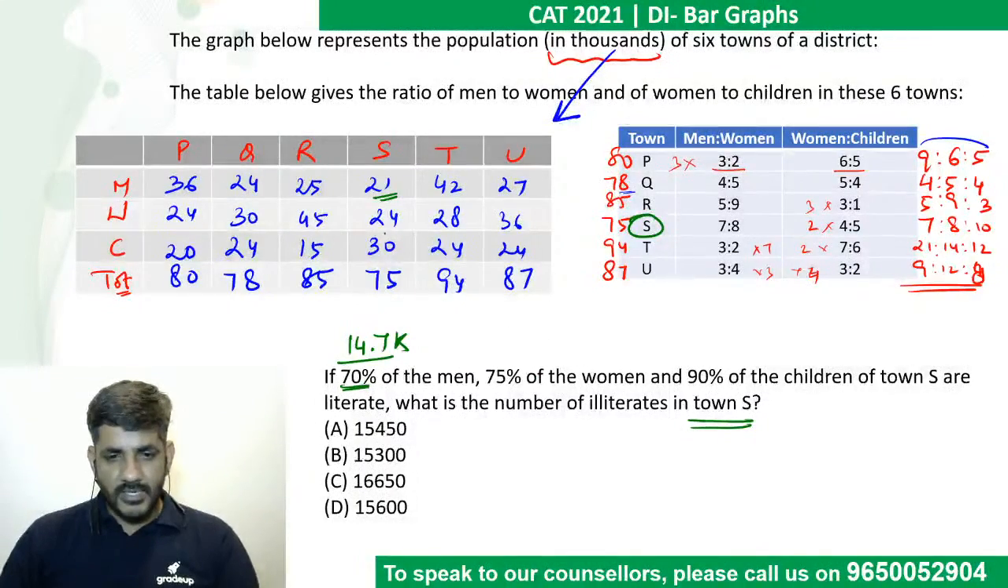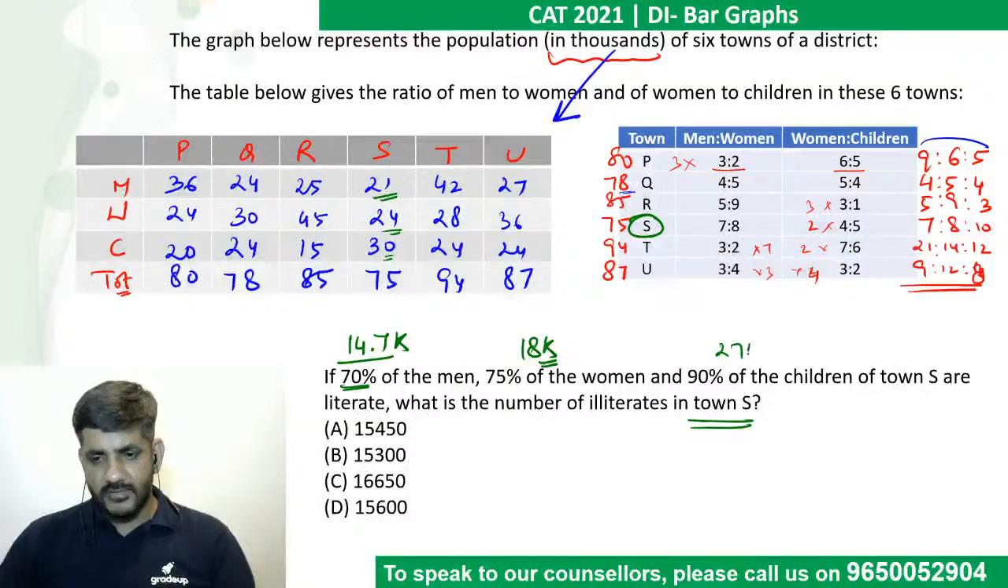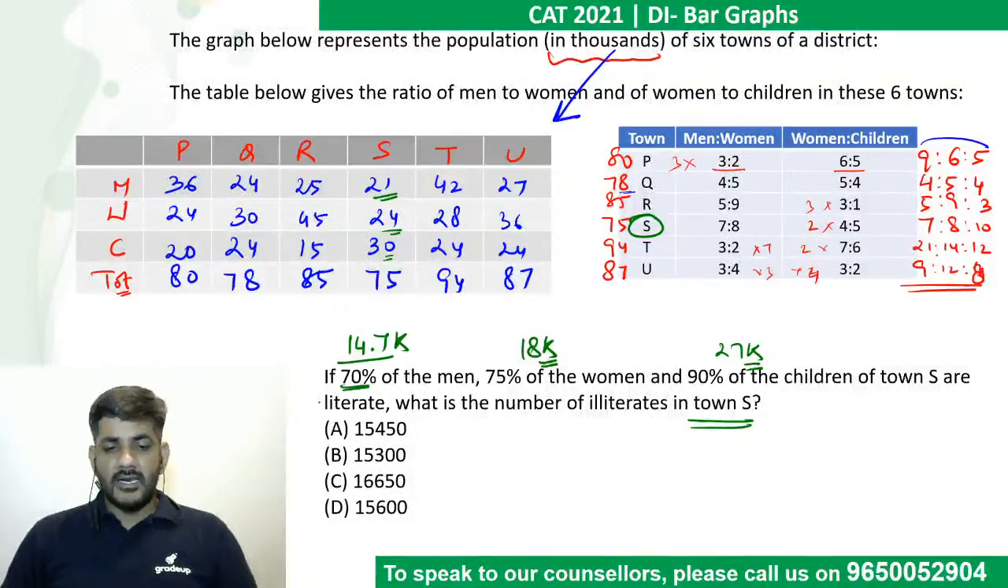75% of the women, how many women are there? 24, and 75% of 24 is 18,000. And 90% of the children, how many children? 30, so 90% of 30 is 27,000. They are literate. So how many are illiterate?